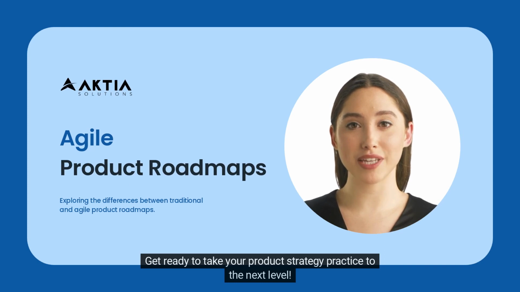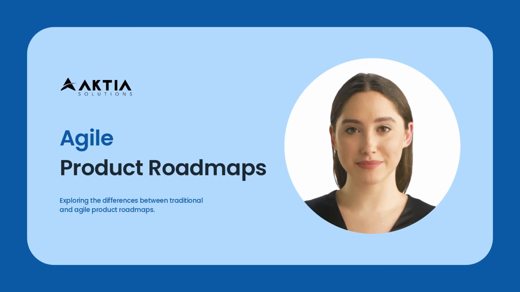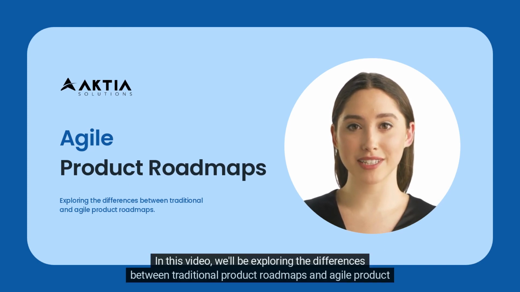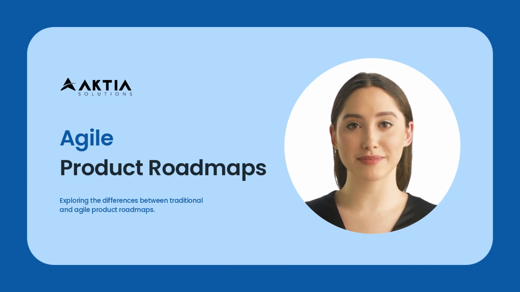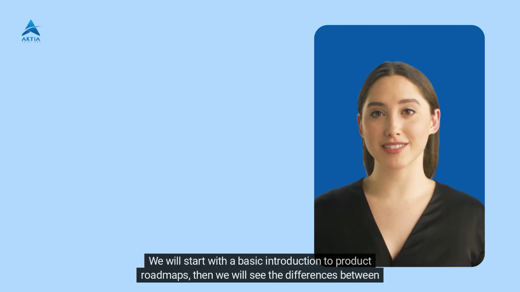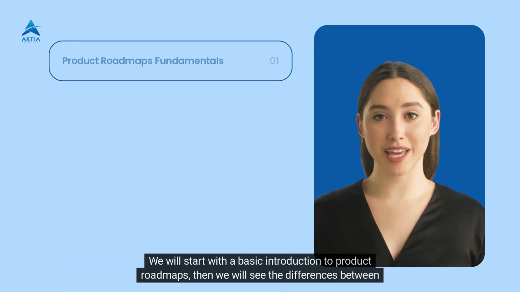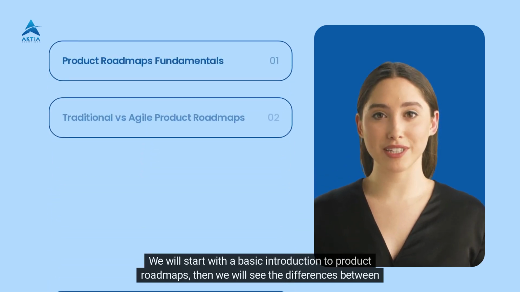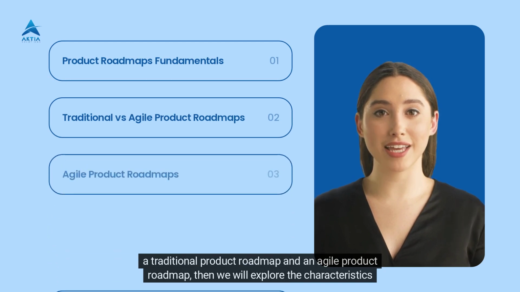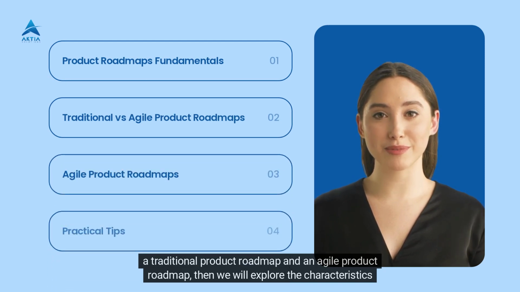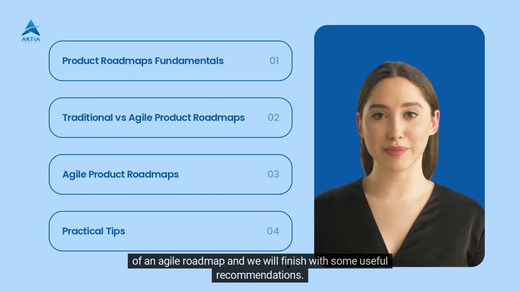Get ready to take your product strategy practice to the next level. In this video, we'll be exploring the differences between traditional product roadmaps and agile product roadmaps. We will start with a basic introduction to product roadmaps. Then we will see the differences between a traditional product roadmap and an agile product roadmap. Then we will explore the characteristics of an agile roadmap, and we will finish with some useful recommendations.